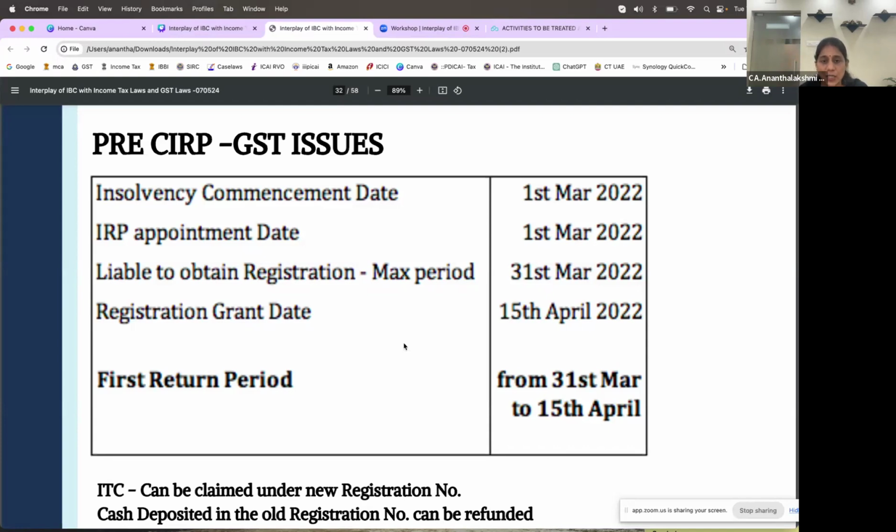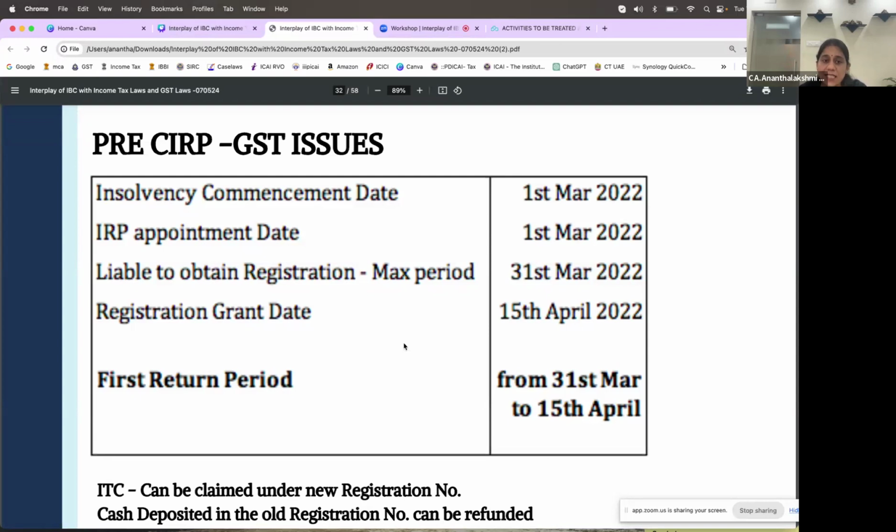1st March 2022. What is the maximum? 30 days. So 1 plus 30, 31 is the maximum time which is permitted. So 1st March is not considered because that's the day we get the information. So liable to register within 30 days. So by 31st March, IRP or RP, it is the IRP's responsibility to obtain the GST registration number by 31st March 2022.